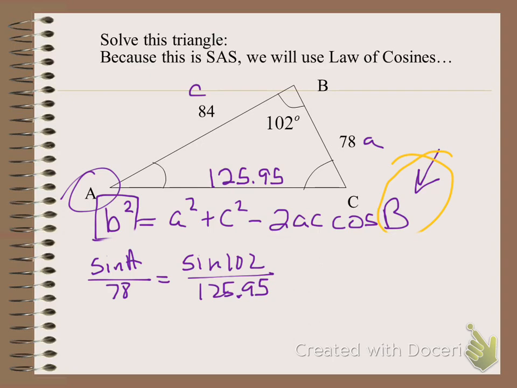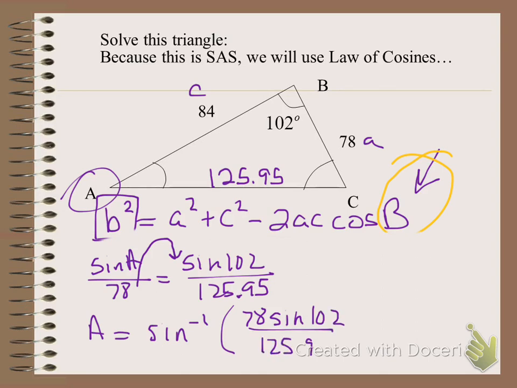All right? And we're kind of pros at the law of sines. We've been doing it for a couple days. This 78 is going to move up here, right? And A is going to be equal to the inverse sine of 78 times the sine of 102 divided by 125.95, which is what? 37.3. 37.3 degrees, approximately. So this is 37.3.